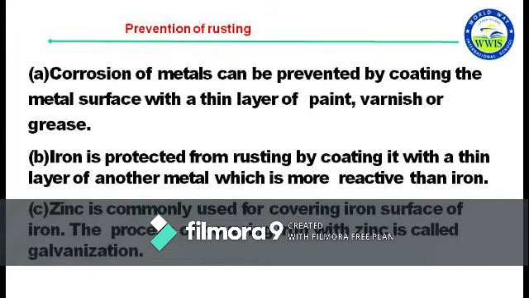So, how to prevent rusting or how to get rid of corrosion? Corrosion can be prevented by many methods. One of the methods is to keep a layer of paint on the outer surface of metals or to use any lubricant or grease. Iron is basically protected from rusting with the help of another metal which is more reactive in comparison to iron. So zinc is the common example taken for covering the iron surface. This is also called the galvanization process or sacrificial protection of iron.